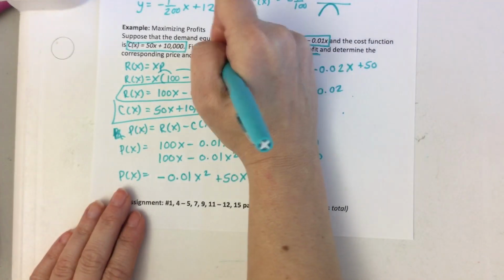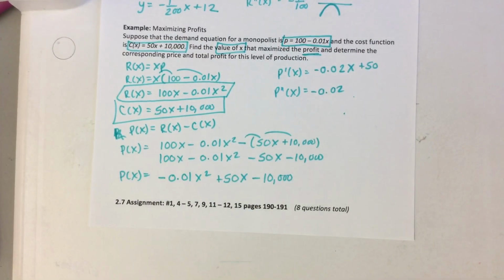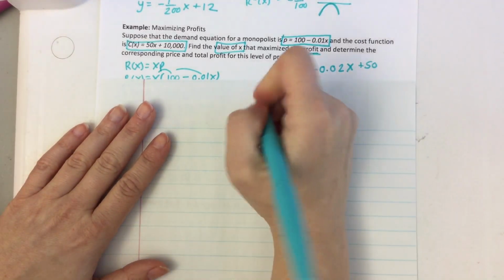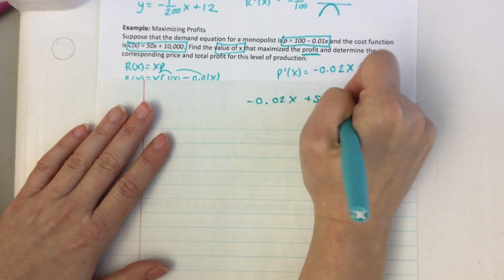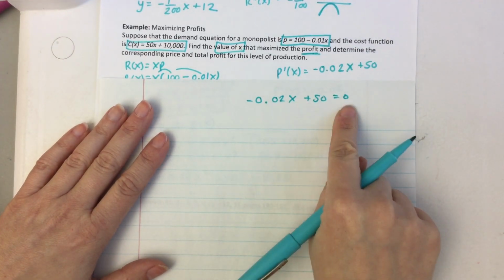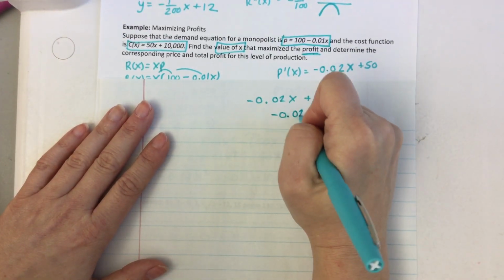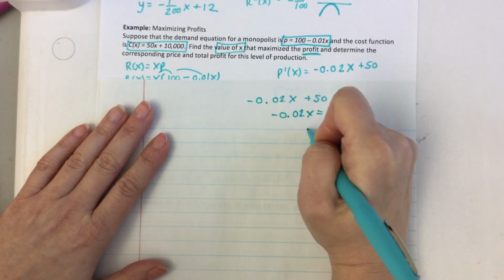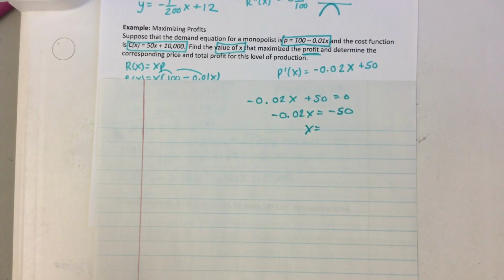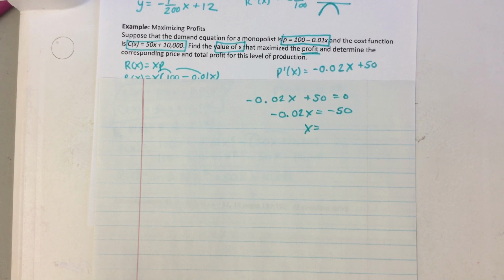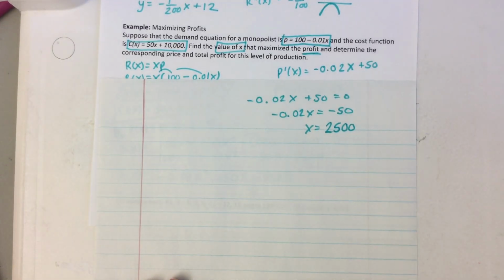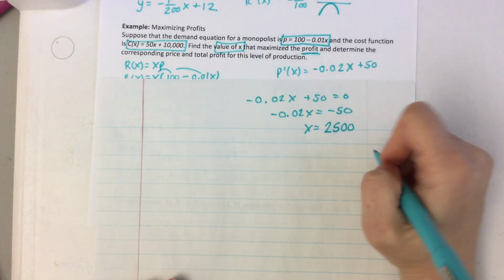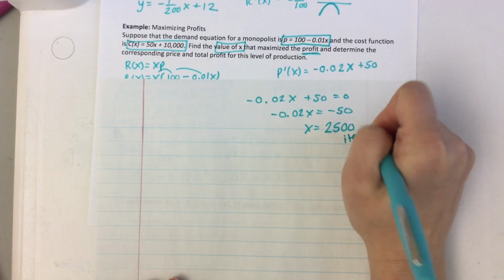Now, to find the value of x that would maximize the profit, first derivative, set it equal to 0. Negative 0.02x plus 50 set equal to 0. Minus 50. Negative 0.02x would equal negative 50. If you take negative 50 and divide by negative 0.02, you would get 2,500. Okay, so this is 2,500 items or units.